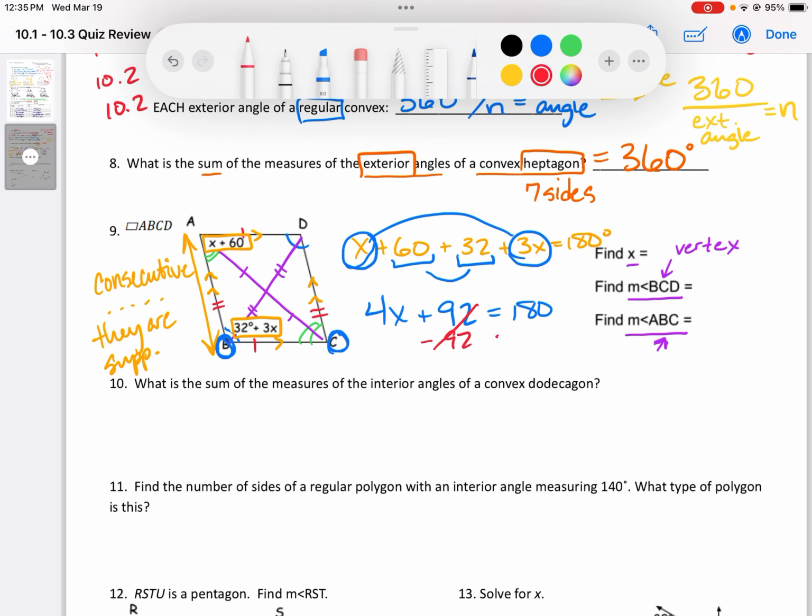So now I'm just going to solve this algebraically. Subtract 92 from both sides. That leaves me with 88. 4x equals 88. Divide by 4. X equals 22.